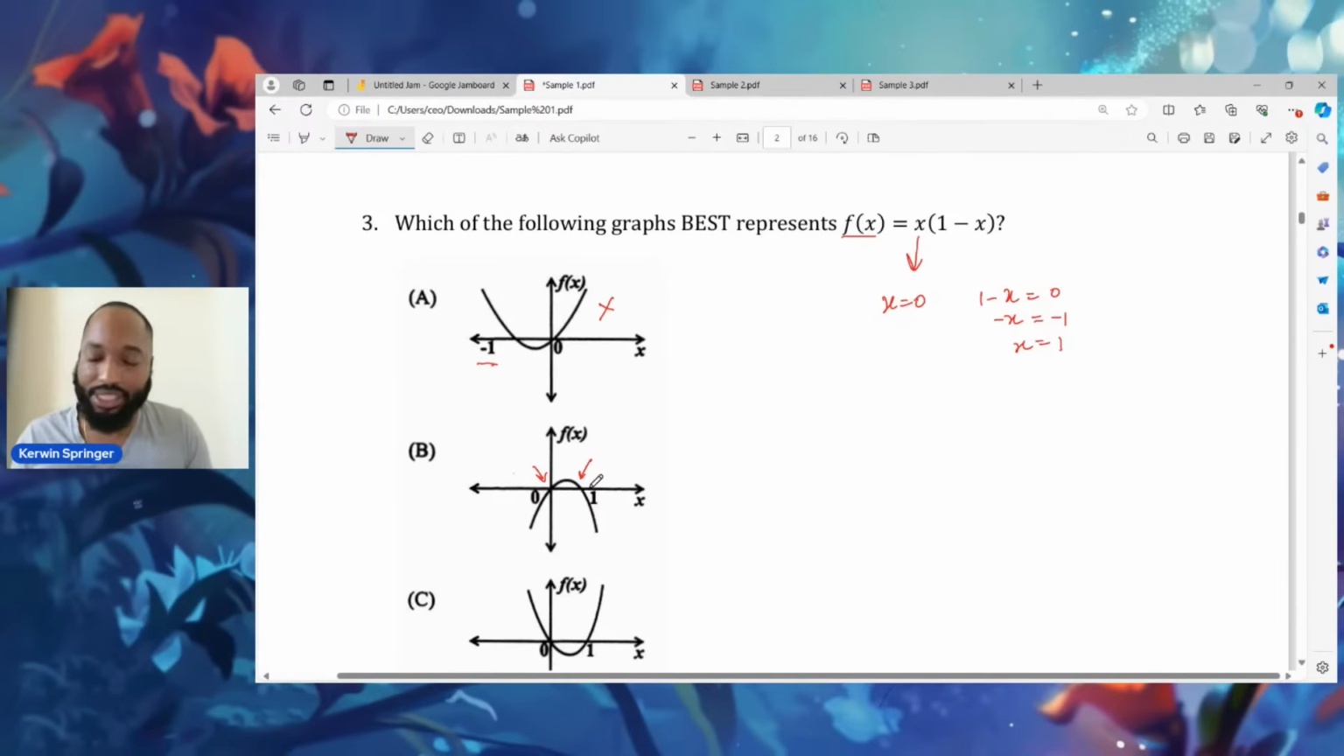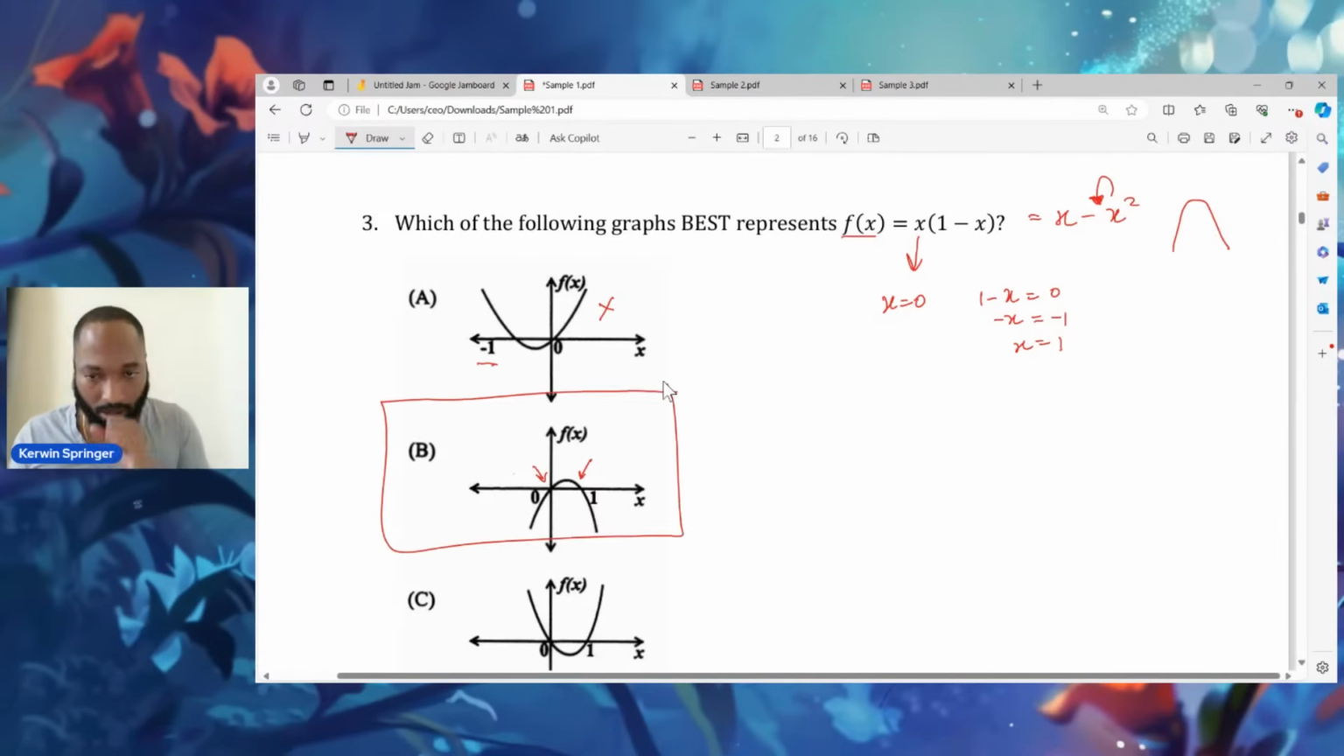The only thing left to see is to determine whether the curve will give you a maximum point or a minimum point. And from this, we can deduce that the curve will actually give us a maximum point. How do we know that? Well, if we expand this out, we get x. If you expand the x by, we get negative x squared. This means the coefficient of x squared is negative. So since the coefficient of x squared is negative, we expect a curve that looks like this. The answer is B.